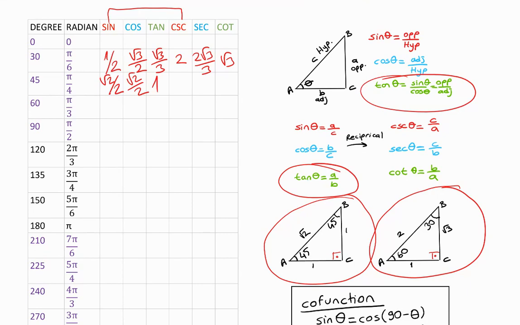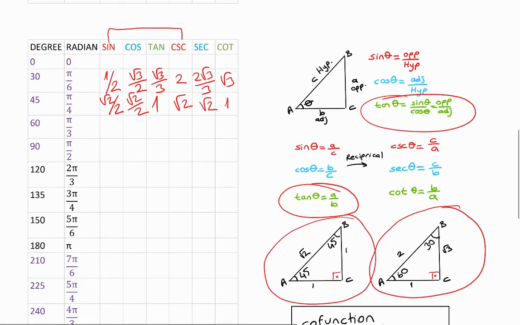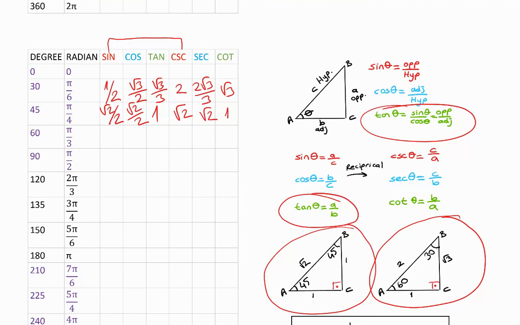So from the reciprocals, I will get square root of 2 for cosecant. For the secant, same, and 1 for cotangent. Yeah, I think I made a mistake here. Sorry. Here is different. For this one, secant will be 2 square root of 3 over 3, and here 2.